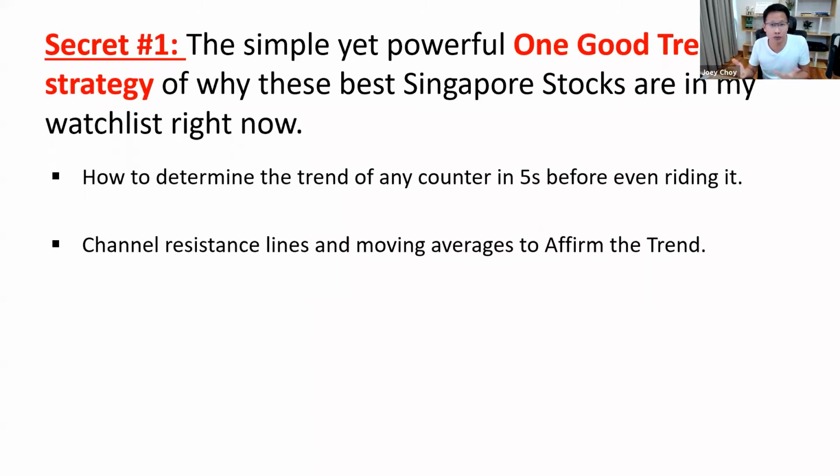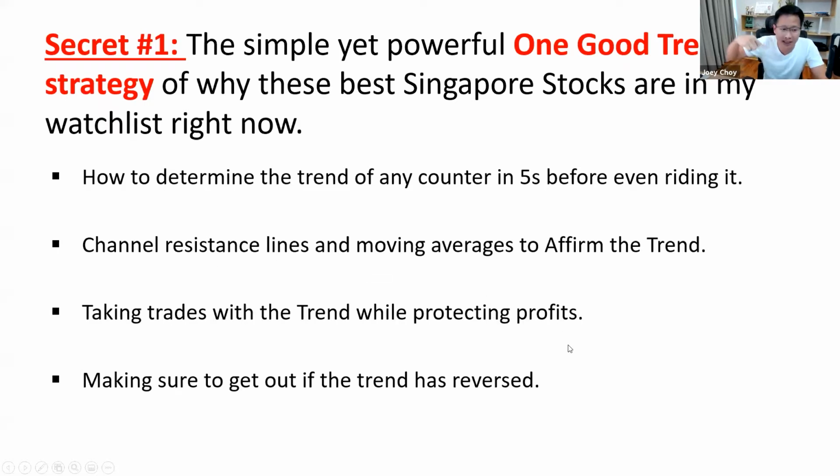So what we can do is, we want to trade stocks that are in an uptrend. You want to go along with the trend and not against the trend, because if you're against it, it's harder to make money. You want to go along with it, so it's harder to lose money, right? Next, we want to use channel resistance lines and moving averages to affirm the trend. I'll show you guys how to do it, not to worry, but we want to take trades with the trend while protecting our profits and making sure to get out if the trend has reversed.